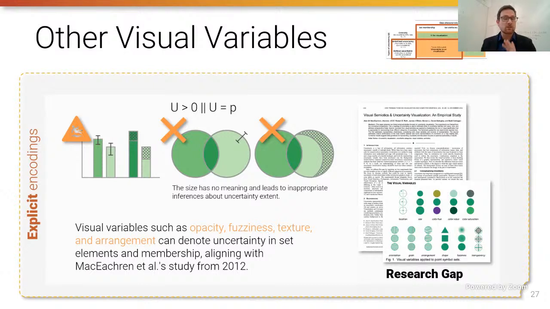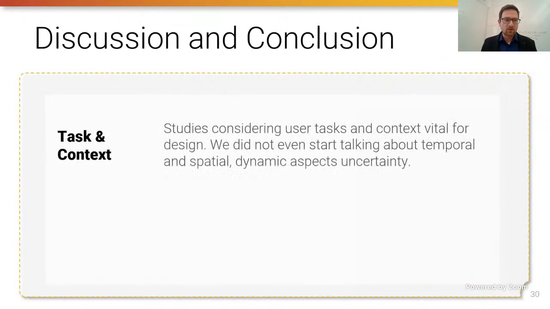Here we can actually go a little bit further than that, but we also found that a lot of the visual variables are totally underexplored in this uncertainty field. And here we want to give a shout out to the world that we want to see more exploration in terms of the other uncertainty values from MacEachren that he presented in 2012. Discussion and conclusion: we found out that many of the studies that are out there are generalized studies, and they do not take into consideration the user tasks and the context that is vital for any visualization of uncertainty. We have not even started talking about temporal and spatial uncertainty aspects that complicate this entire aspect.